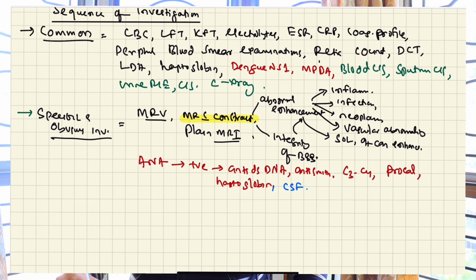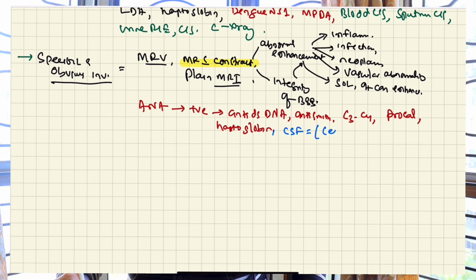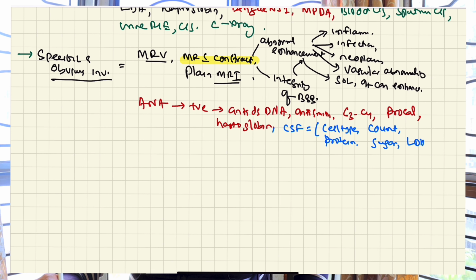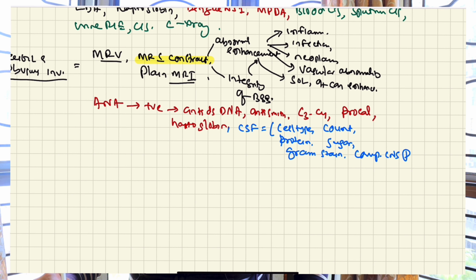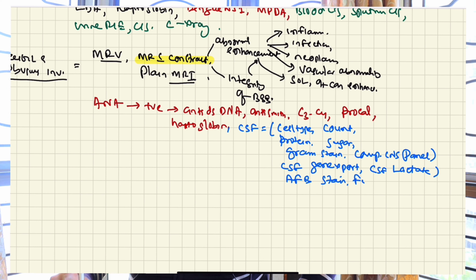At this point of time, if the MRV and MRI brain suggest the patient can be having an inflammatory condition or infective condition, we need to do a CSF study. So in the CSF, what should we look for? Cell type, count, protein, sugar, LDH, gram stain. You need to check for a comprehensive CNS panel. In that, all the existing pathogens that can cause CNS infection will come. Also, additionally, we'll check for TB, CNS GeneXpert. We can send CSF lactate to rule out any bacterial infection. We need to send for AFB stain, for fungal stain.